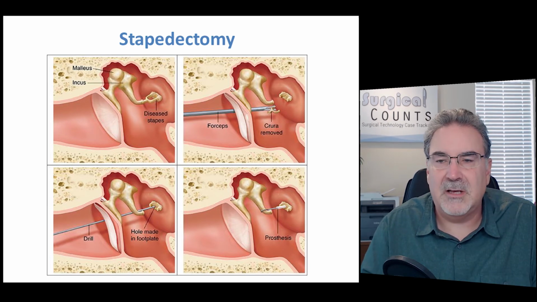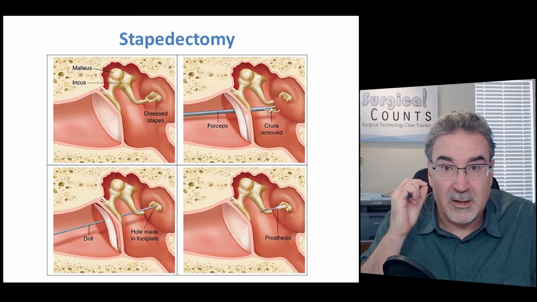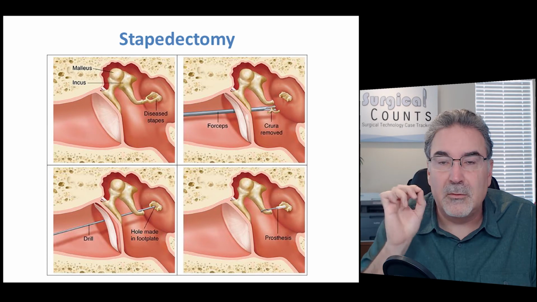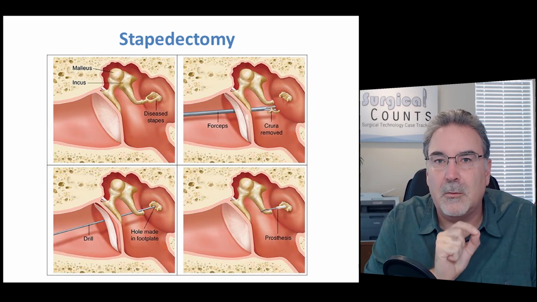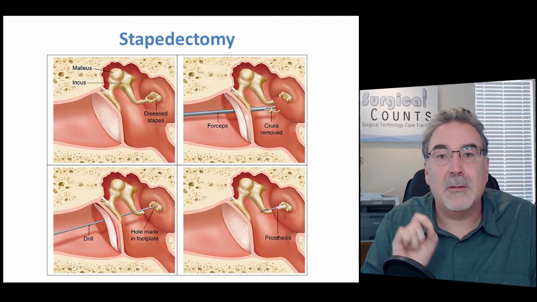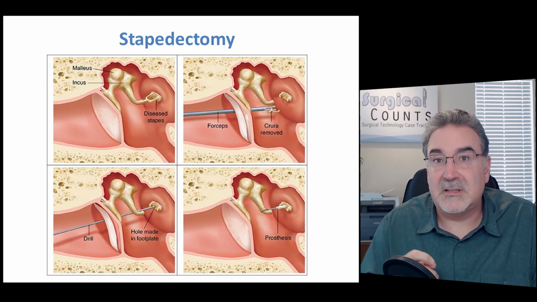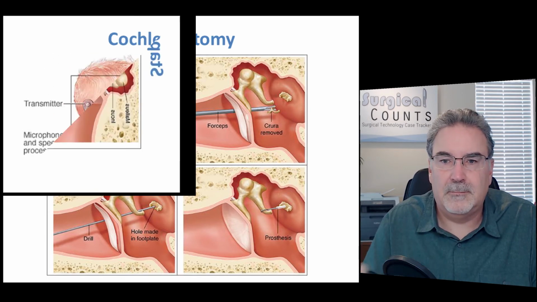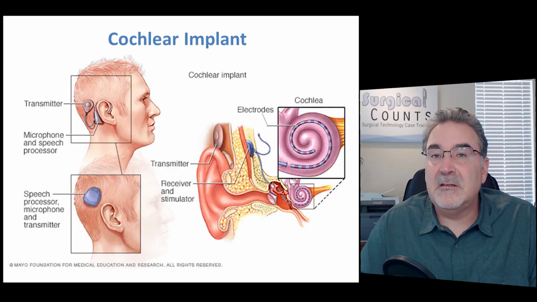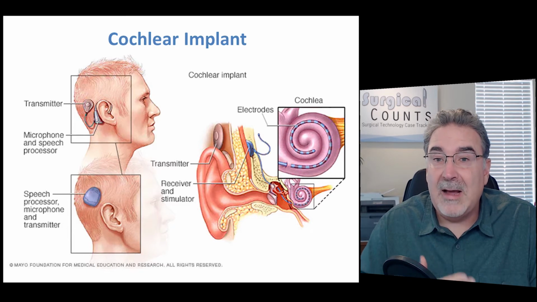Now, usually to do a stapedectomy, we're going to go through the auditory canal, usually passing through the tympanic membrane, the eardrum, and then we're going to go in, remove the old stapes, and replace it with a prosthesis. And this prosthesis will then transmit the sound from the incus into the oval window. But sometimes even these interventions aren't enough to bring back hearing.